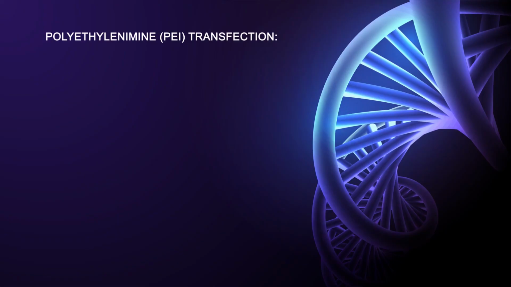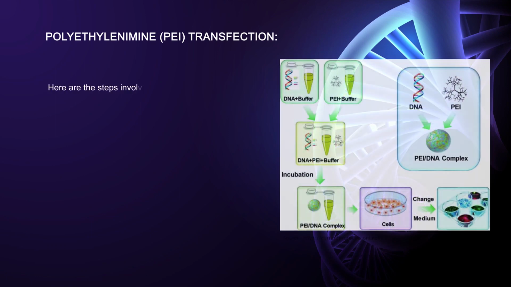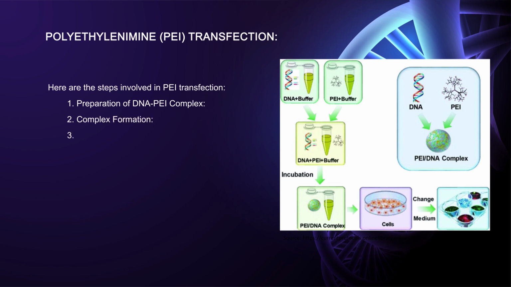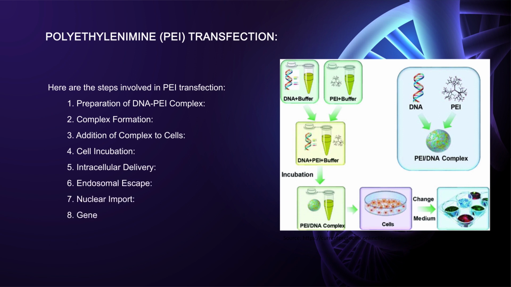The next chemical that we use under the chemical based transfection methods is polyethylenimine. PEI transfection is another commonly used method for introducing genetic material into the cells. PEI is a positively charged polymer that can condense and protect DNA, facilitating its entry into the cells. The steps involved in PEI based transfection methods start with the preparation of a DNA PEI complex.